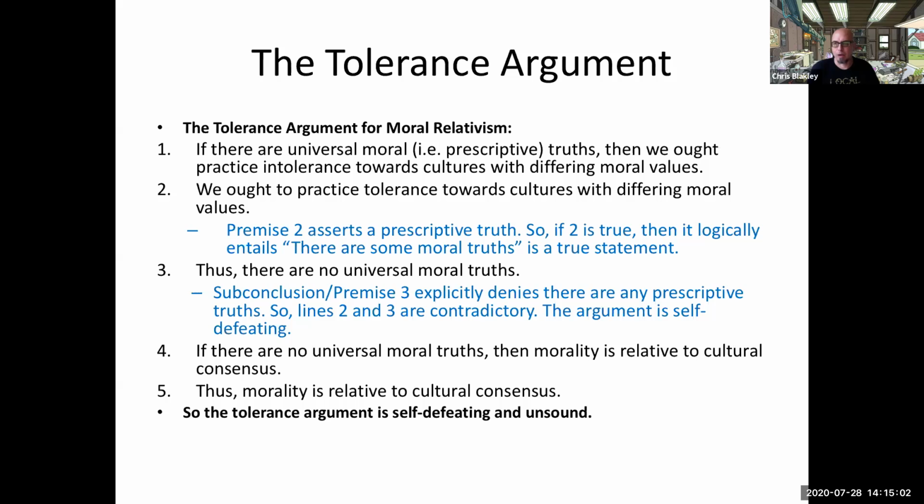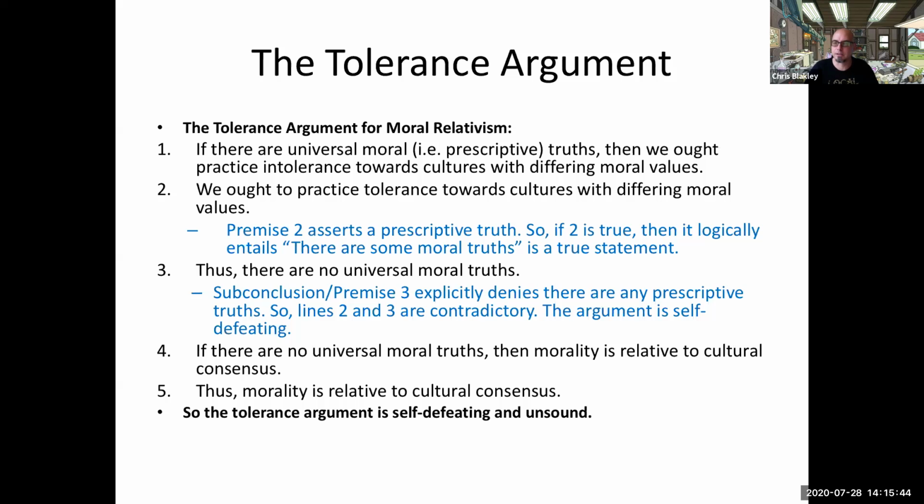The third line, however, explicitly denies that there are any universal moral truths, right? So premise 2 asserts a prescriptive truth. If premise 2 is true, then it logically entails that there is at least one moral truth, namely the truth of that statement itself. Again, there's the self-referential part. And then line 3, the subconclusion and new premise for the second stage of the argument, explicitly denies that there are any universal prescriptive truths. So lines 2 and 3 contradict each other in this argument.